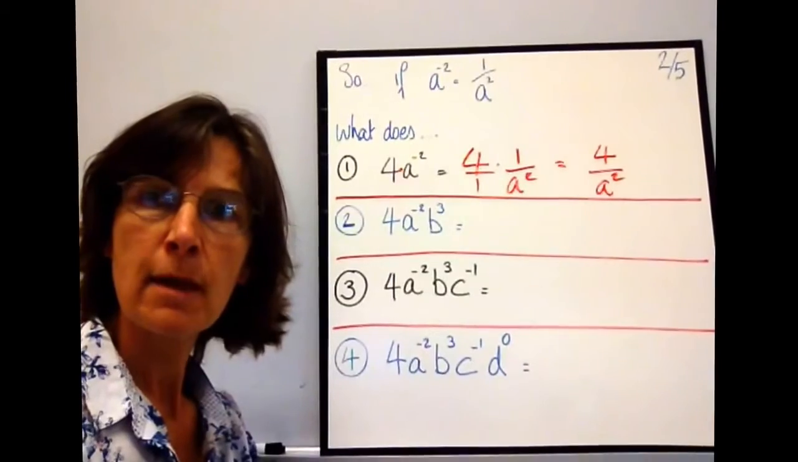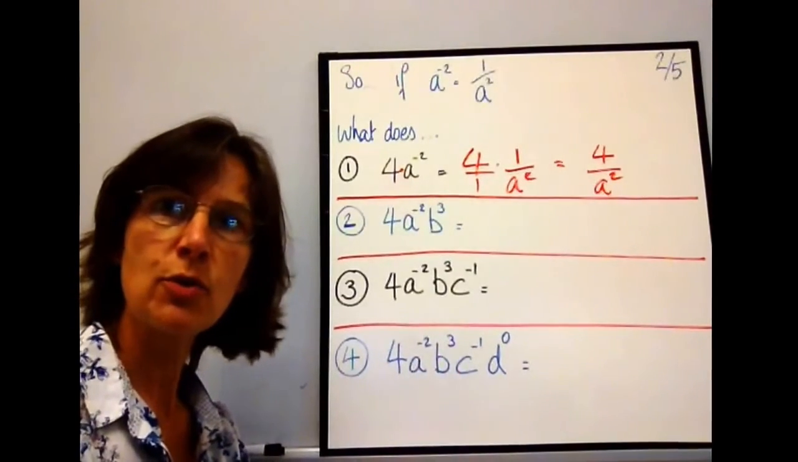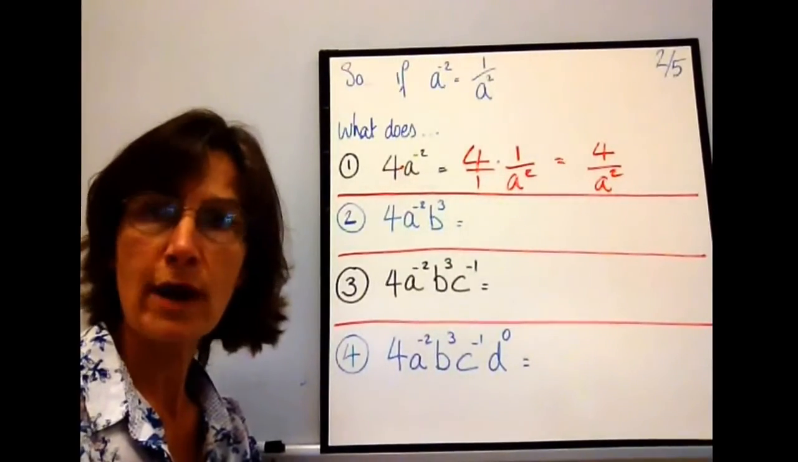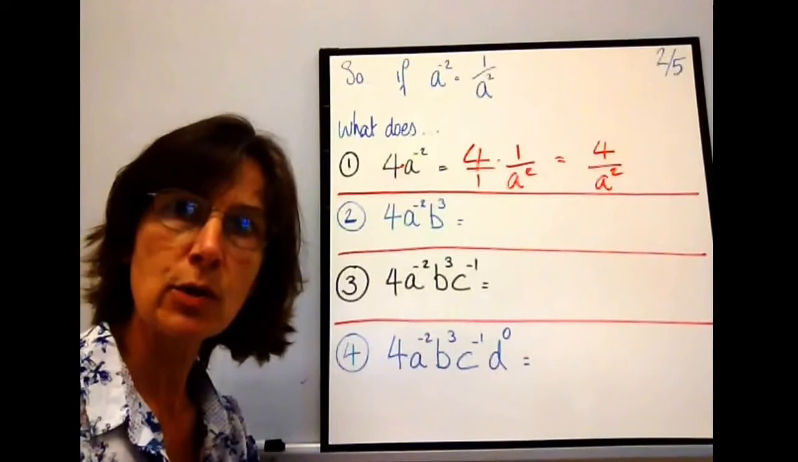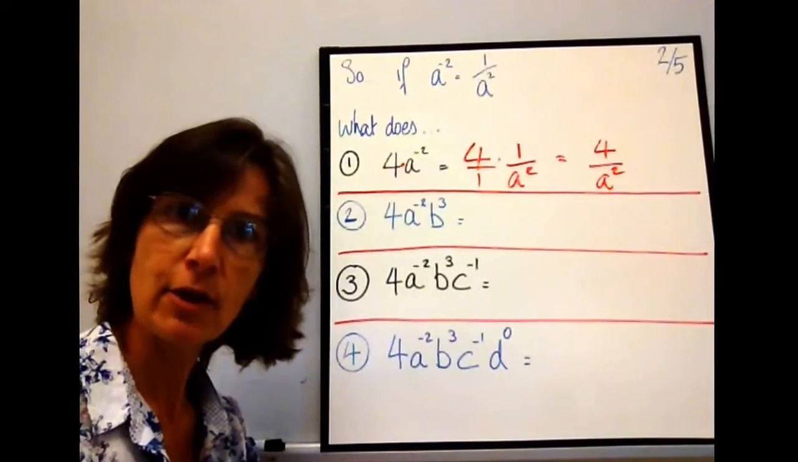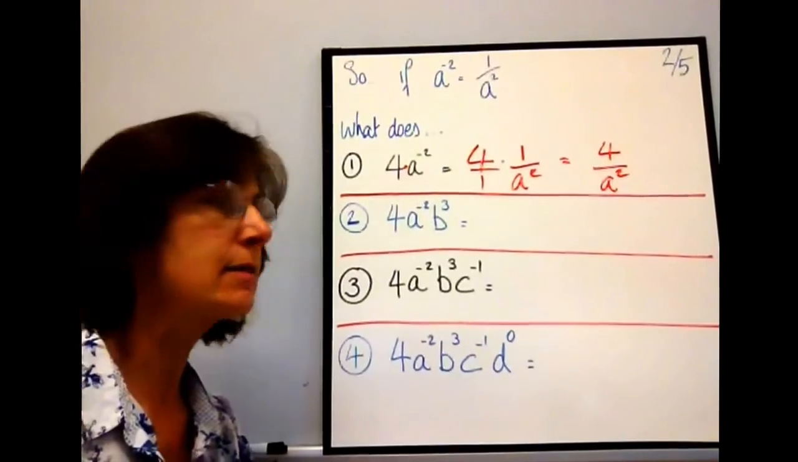I would then simplify that by multiplying a fraction with a fraction, and I would have 4 over a squared. So the purpose of this is to review which number or variable has a negative exponent talking to it, and what do I do with everything that's left over. It will just stay where it is.